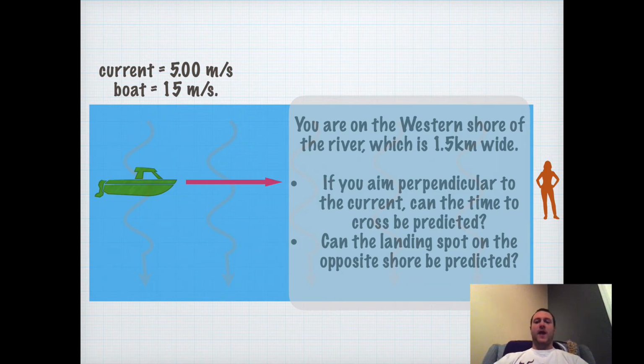right? So if you aim perpendicular, absolutely it can be predicted. Can that landing spot be predicted? For sure that can be predicted. If we go back, it's the 100 seconds to get across, and that's going to be the same north-south time as it is east to west, because time doesn't care about what direction you're moving in. So if it takes 100 seconds to get across and you've got 5 meters per second south, well, you would then land 500 meters further south on the shore than where you would start if you aim perpendicular.